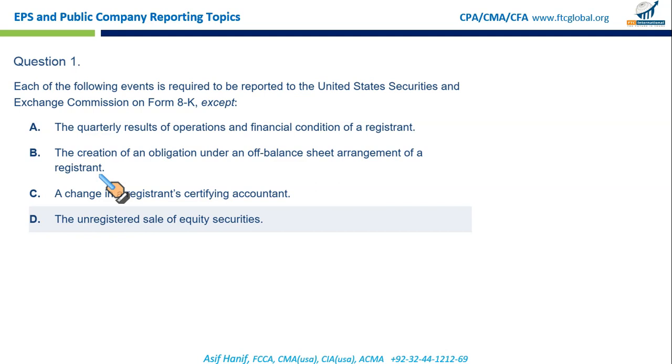So what is not required to be reported in 8-K? The quarterly results of operations and financial condition of a registrant, that is required under Form 10-Q. So this is it. That is the right answer.